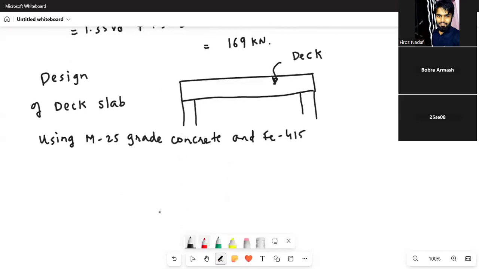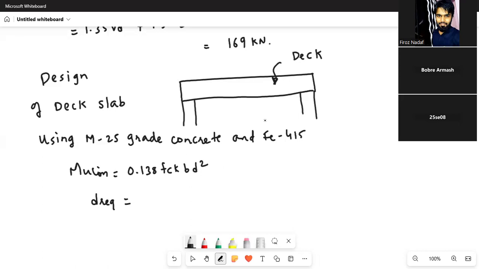For Fe415, you know the Mu,lim. Mu,lim depends on the grade of steel. So for Fe250, the Mu,lim will be different. For Fe415, the Mu,lim will be different. For Fe415, the Mu,lim is 0.138 fck b d square. So from this formula, you have to check the required depth. How much depth is required for the slab?